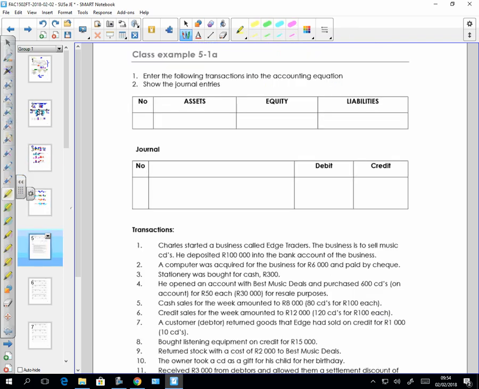So what we're going to do next is look at how you put these debits and credits into practice, and we're going to do journal entries. We've done the accounting equation in the previous section. We're now going to look at journal entries.